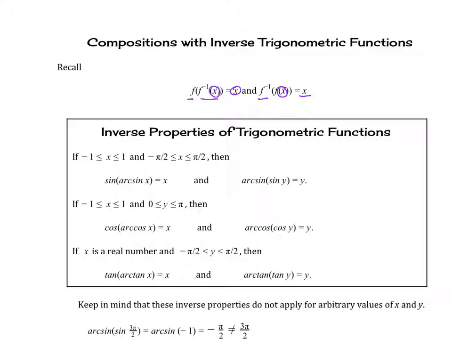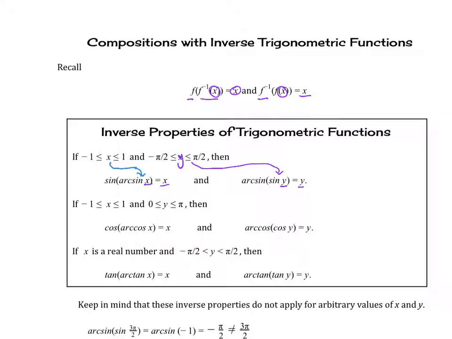So for looking at the trig properties, if x is between -1 and 1, and y is between -pi/2 and pi/2, then sine of arcsine of x equals x, and arcsine of sine of y equals y. I want you to note that here the x has to do with our arcsine, our inverse sine, and the y values have to do with the sine of y. So just notice the restrictions on that.